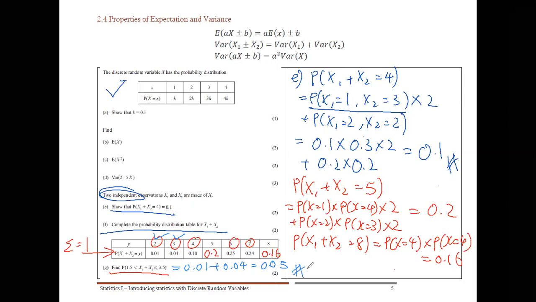All right, so that's it for the first example.